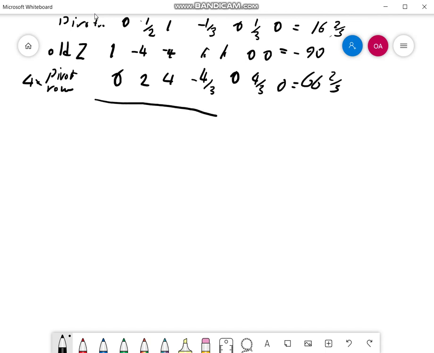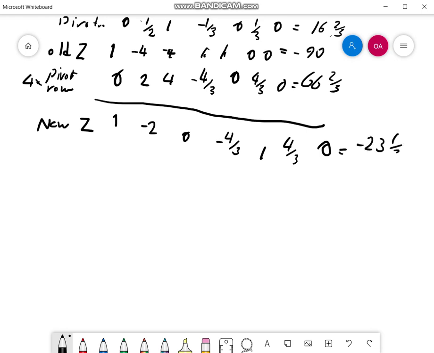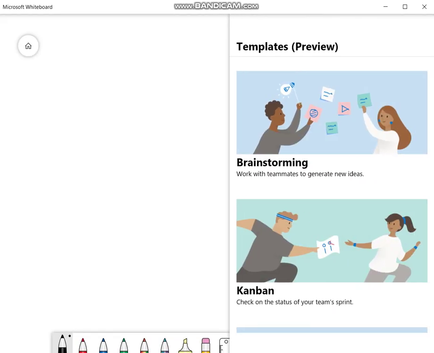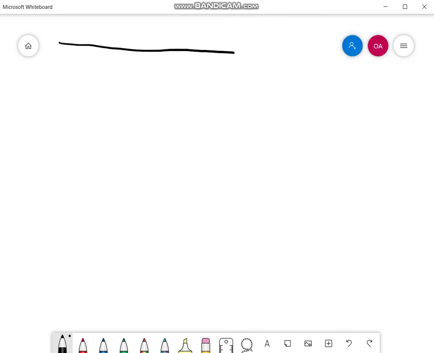Then we add them together. So we have here 1. So this is the new z: 1, minus 2, 0, minus 4 over 3, 1, 4 over 3, and finally minus 23 and 1 over 3. So since we have calculated the new A2 and the new z, we can add them to my tableau. So here is my tableau.